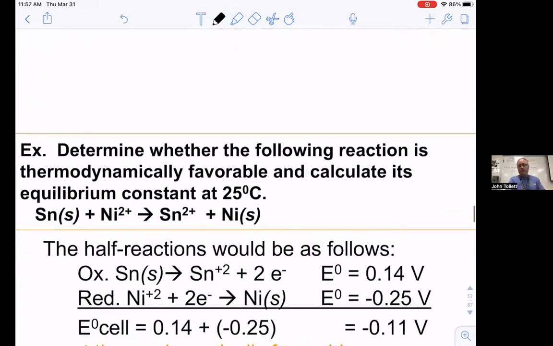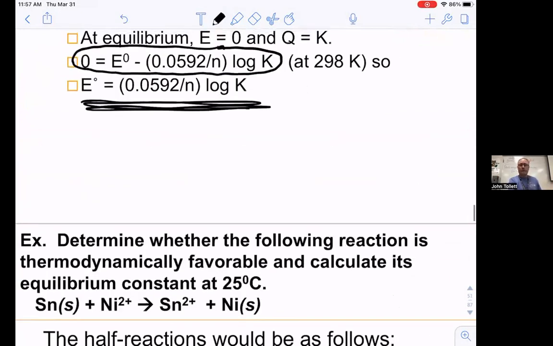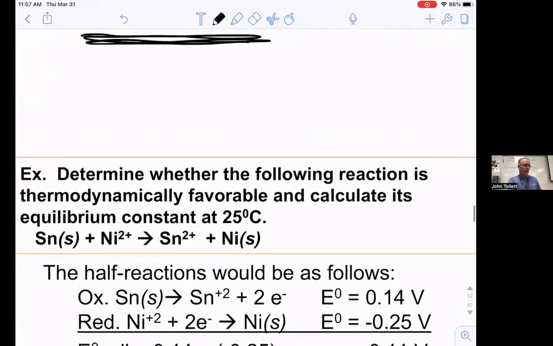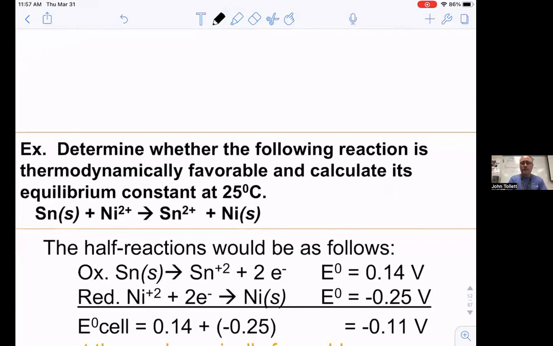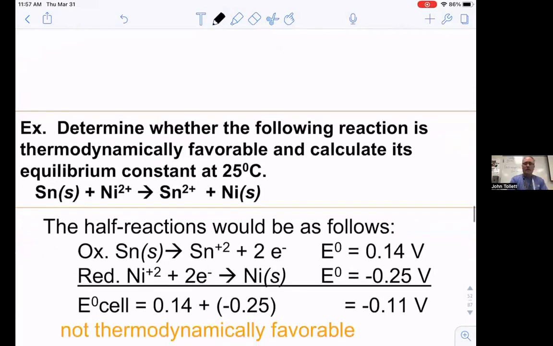So here in this question, it says determine whether the following reaction is thermodynamically favorable. So we're finding out if it is spontaneous, and calculate the equilibrium constant at 25 degrees Celsius. Okay, so the 25 degrees C is relevant because we can use the equation we just went over right up here. We can use 0.0592 over n log K and solve for K. And I've gone ahead and plugged in and calculated what my cell potential is from the chart right down here. It says the half reactions would be as follows. They're given. I have both of those cell potentials.